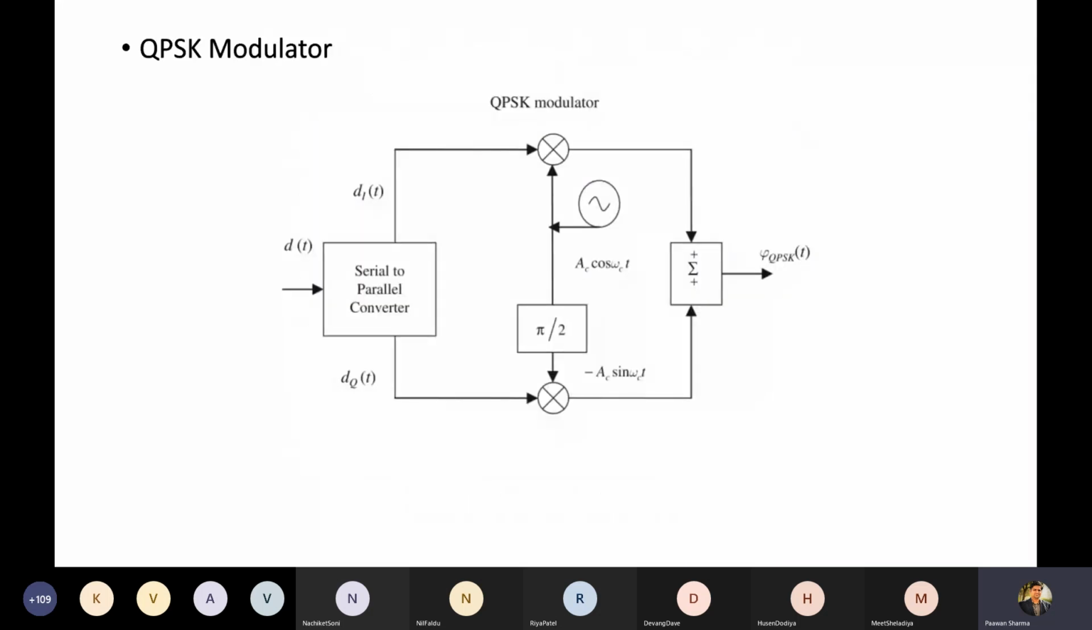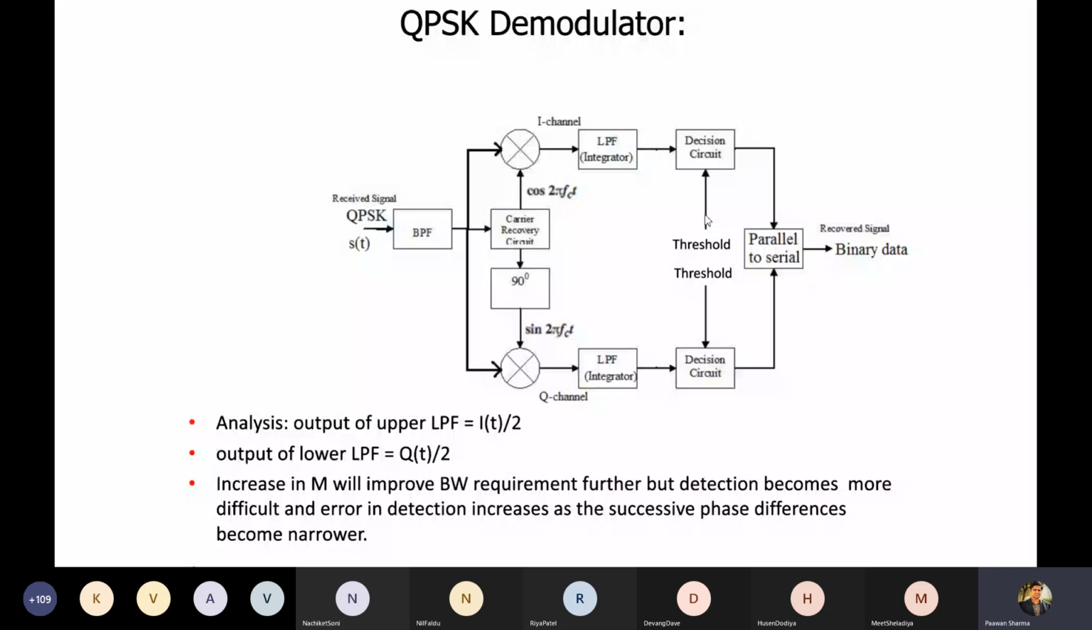This is the QPSK modulator, again a simpler version of what we discussed. You have a serial to parallel converter, essentially a bit splitter, and then you are feeding into different balanced modulators. One of the inputs is cos and the other sine, and then you are linearly summing up and getting QPSK. This is a QPSK demodulator. In a similar reverse fashion, you use a band pass filter, then LPF, then a decision circuit, and then perform parallel to serial conversion.